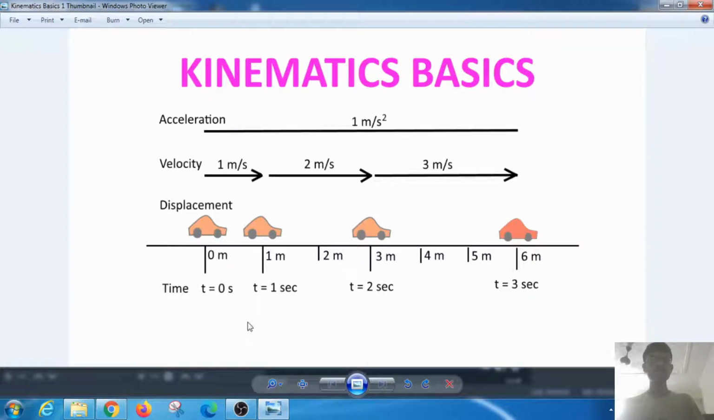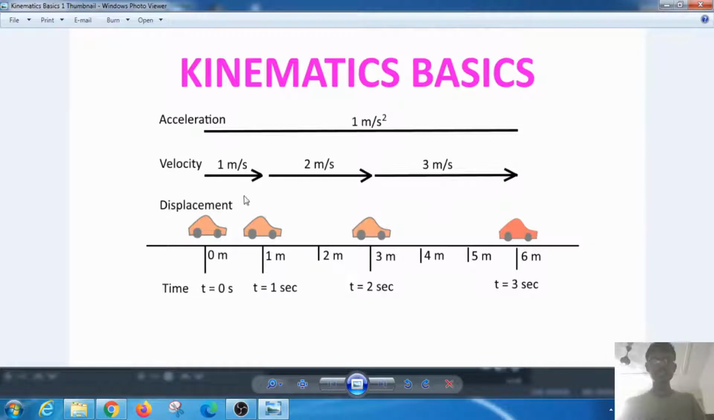So if a body is at rest at time t is equal to 0 and after 1 second it is reaching 1 meter, then its velocity will be 1 meter per second. And if the body is traveling 2 meters in the next second, between t is equal to 1 second and t is equal to 2 seconds, its velocity will be 2 meter per second. And if the body is traveling 3 meters between the time limits 2 seconds and 3 seconds, then the velocity is said to be 3 meter per second.